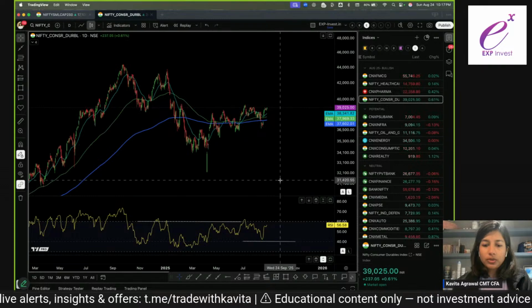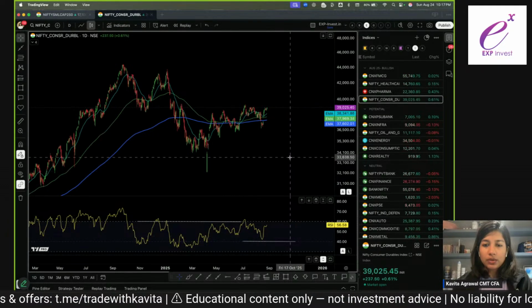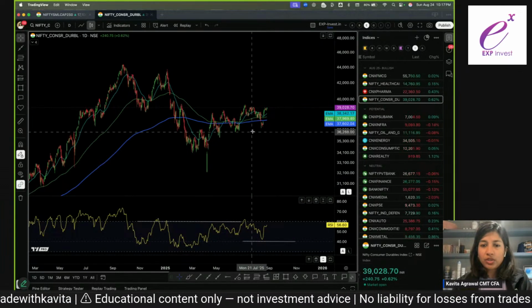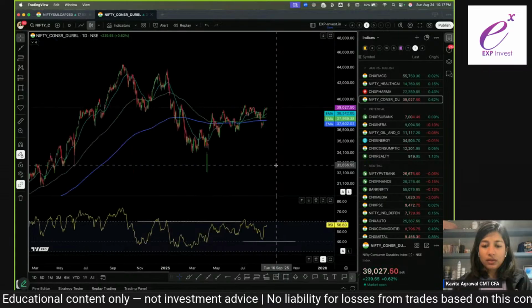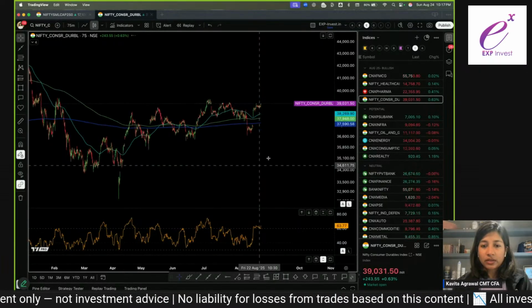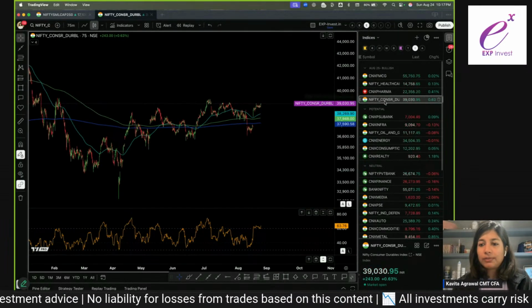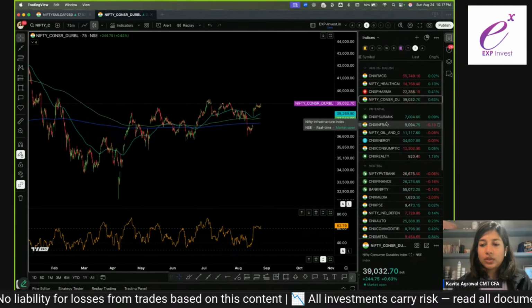All right, so consumer durables, again, it is in the bull range, and just like FMCG, it is looking better than the other sectors. So we will continue to keep consumer durables in the bull range.